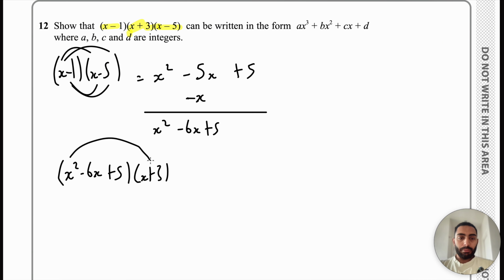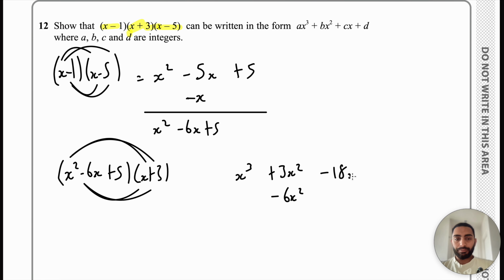X squared multiplied by x is x cubed. Then x squared multiplied by 3 is plus 3x squared. Negative 6 times by x is negative 6x squared. So I'm going to write anything that I can collect up on the same column just to make it easier later. Negative 6x times by 3 is negative 18x. Then plus 5 times by x is plus 5x. And plus 5 times by 3 is plus 15.